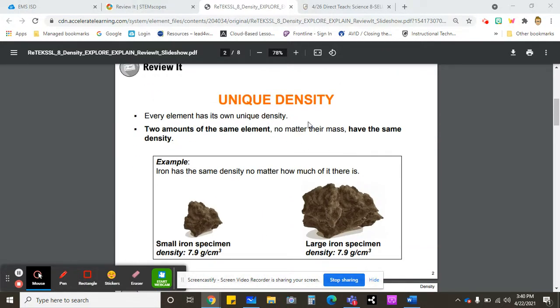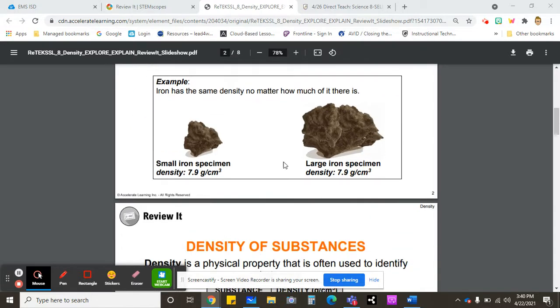Every element has its own unique density. Two amounts of the same element, no matter their mass, are going to have the same density. So, for example, if you have a small iron specimen and a large iron specimen, they look like they're different sizes, which they are. This is a bigger one. But when you're looking at the density or the composition of what's inside it, or how the atoms are arranged inside of it, they're going to have the exact same density because it's a unique substance, and every unique substance has a unique density.